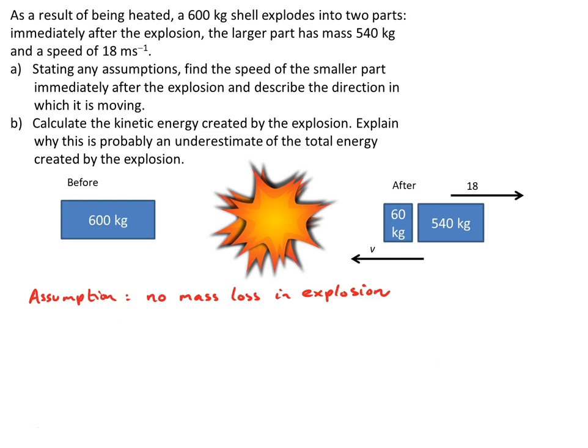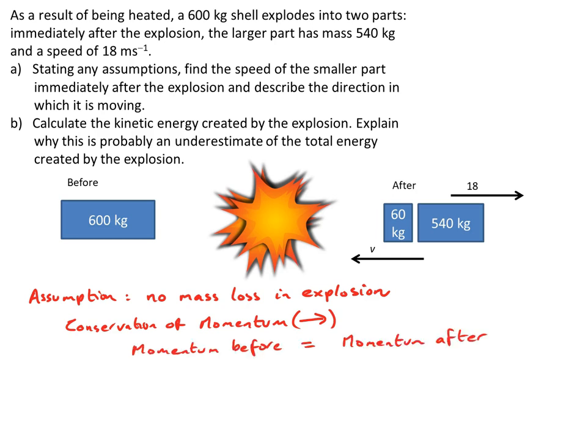We can now apply the conservation of momentum to the setup, and we'll make it clear that we're regarding to the right as being our positive direction. Then the momentum before must equal the momentum after. The momentum before is 0. The momentum after is 540 times 18, that's the momentum of the larger part, whereas the momentum of the smaller part is 60 times minus v.